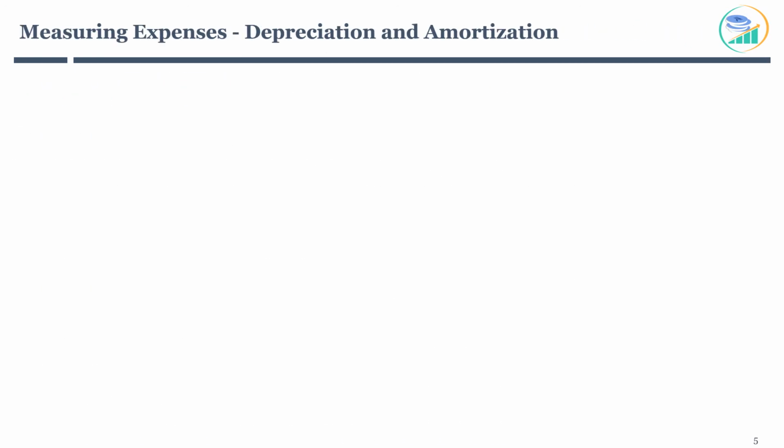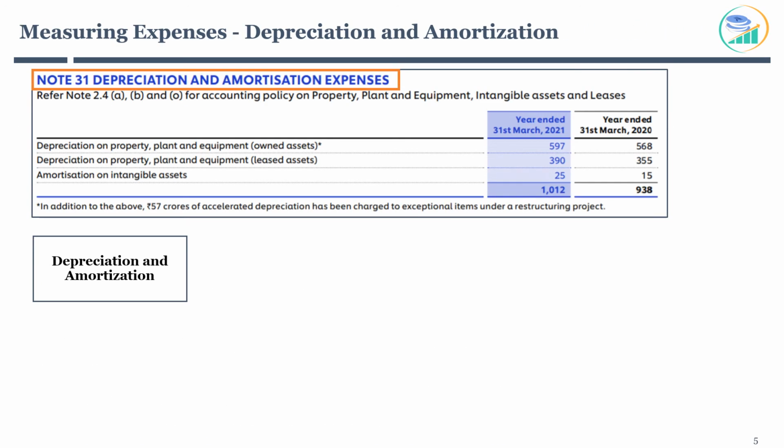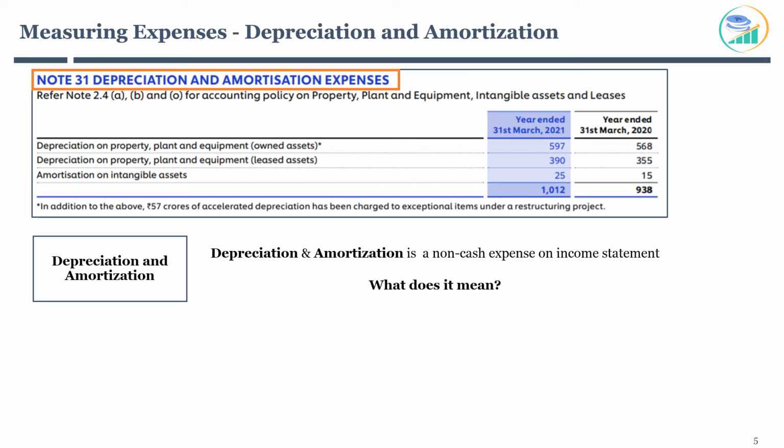You can review depreciation and amortization expenses under note 31 to the financial section. Depreciation and amortization is a non-cash expense on the income statement. This sounds mysterious. Let's take an example to understand. What does it mean? A company spends money on buying machines and equipment that have a life of several years.